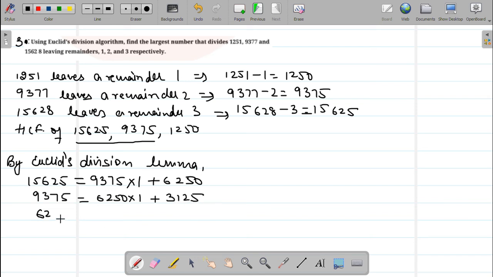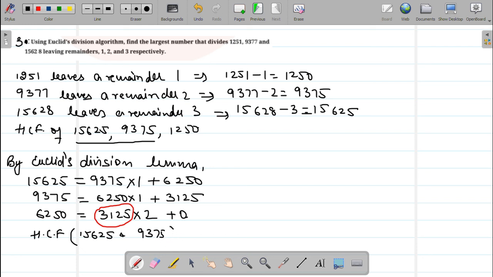Now 6250 is equal to 3125 multiplied by 2, we will get 6250, so plus 0. So the HCF of 15625 and 9375 is 3125.